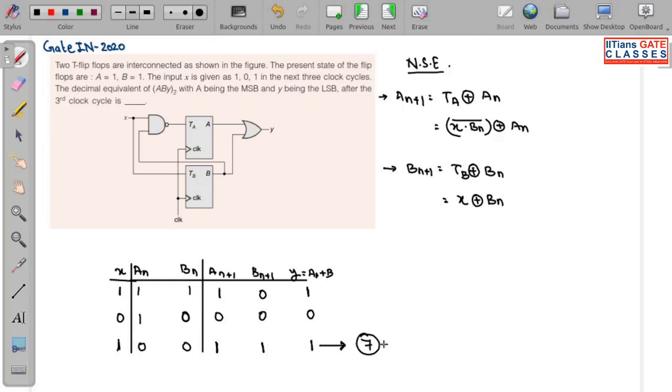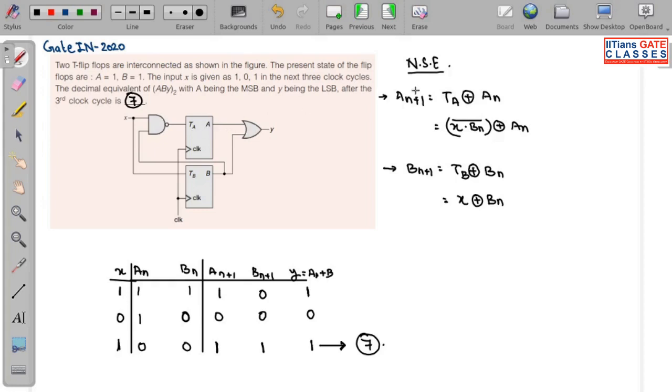This is 7. So your answer should have been 7 for this question. Okay, so this was also very simple. If you solve it in the exam, this question should be over within 1 minute. Don't ever copy this question in your copy, okay, in the rough sheet they give you.